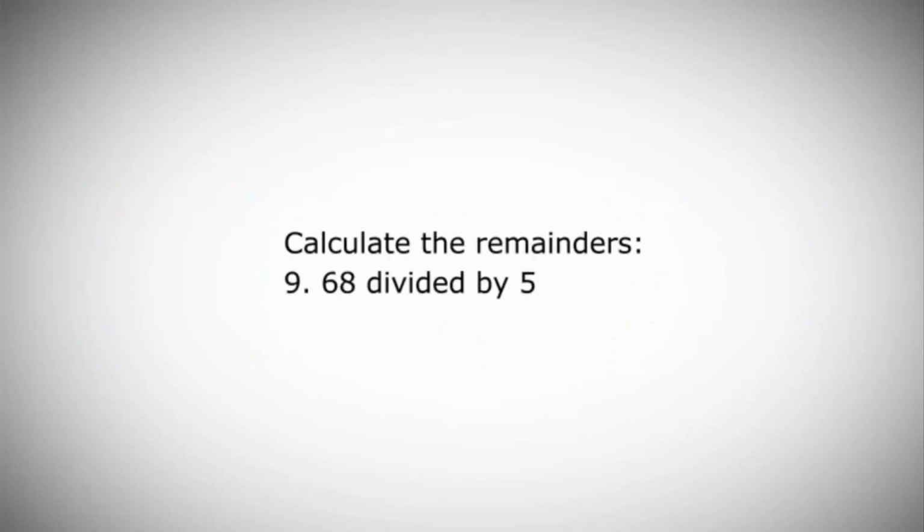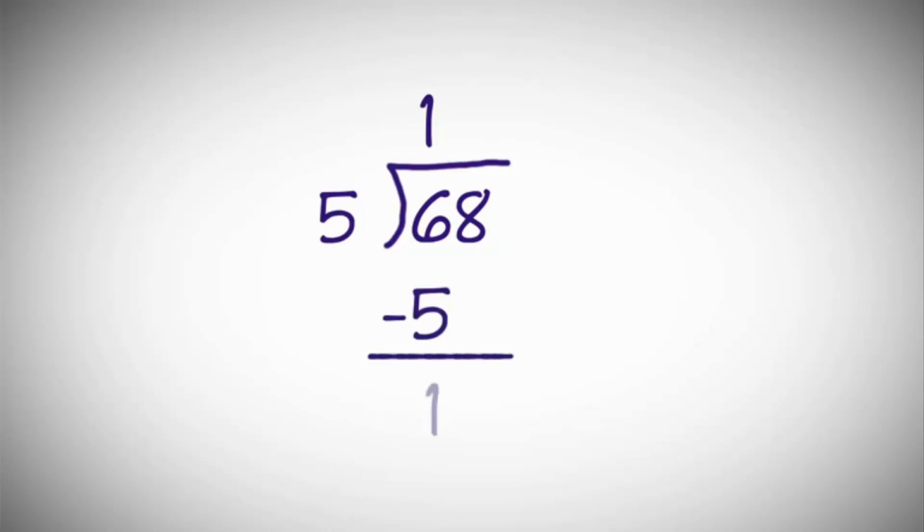Now let's go ahead and take a look at number 9. These questions are asking us to calculate the remainders. Number 9 asks us to divide 68 by 5. So we're going to put 68 under the division bar and put 5 on the outside. And again, think about each integer one at a time. How many times does 5 go into 6? It goes in once. 1 times 5 is 5, so there's 1 left over.